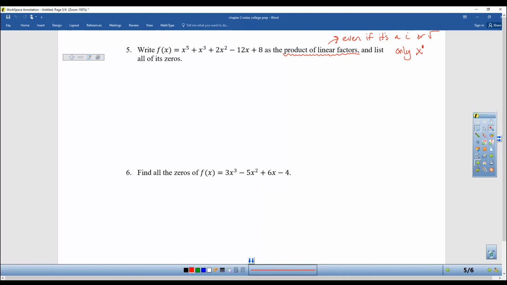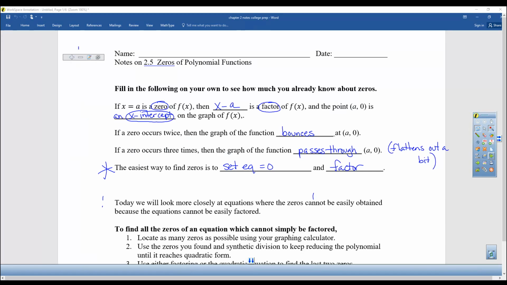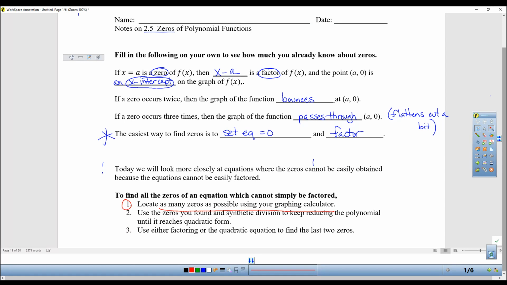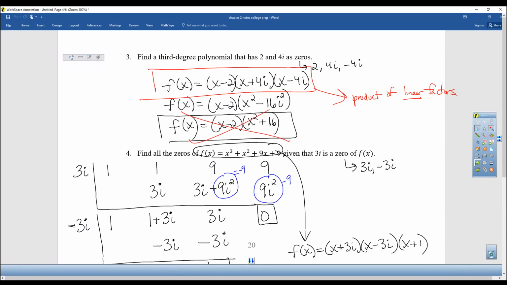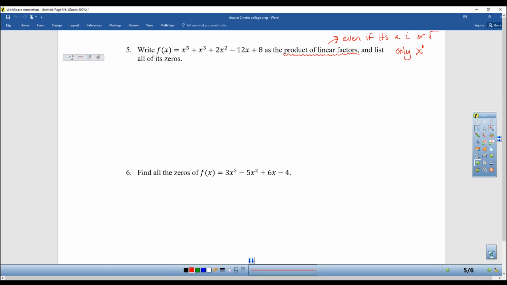So how are we going to get the first one? What are we going to do to get that? X to the 5th. Okay, so go back to your very first page of directions. For every single problem, locate as many zeros as possible using your graphing calculator. Then use the zeros you found in synthetic division to keep reducing the polynomial until it reaches quadratic form. And then use either factoring or the quadratic equation to find the last 2 zeros. So we have to start this off on our graphing calculator and find as many as we can.